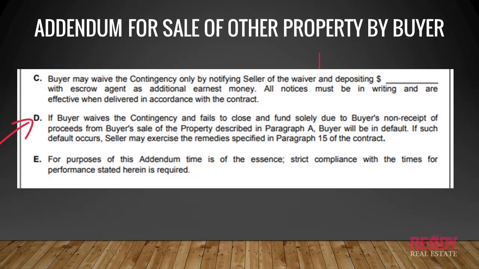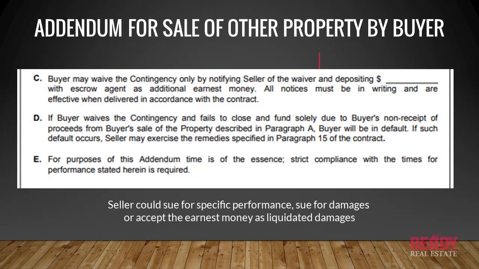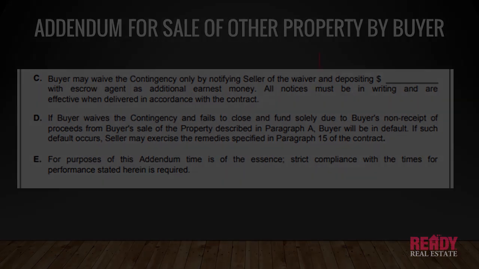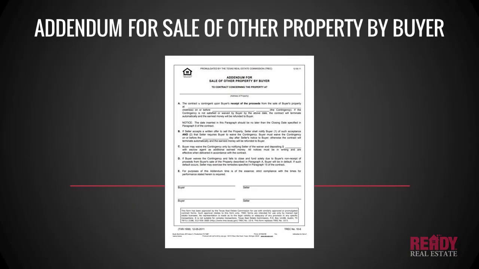Paragraph D means that if your buyer is unable to close because they didn't get the money from the sale of their property, then the buyer will be in default. And at that time, then the seller might exercise remedies in the default paragraph of the 1 to 4 family contract. And paragraph E just simply means time is of the essence. And that's the addendum for sale of other property by buyer.